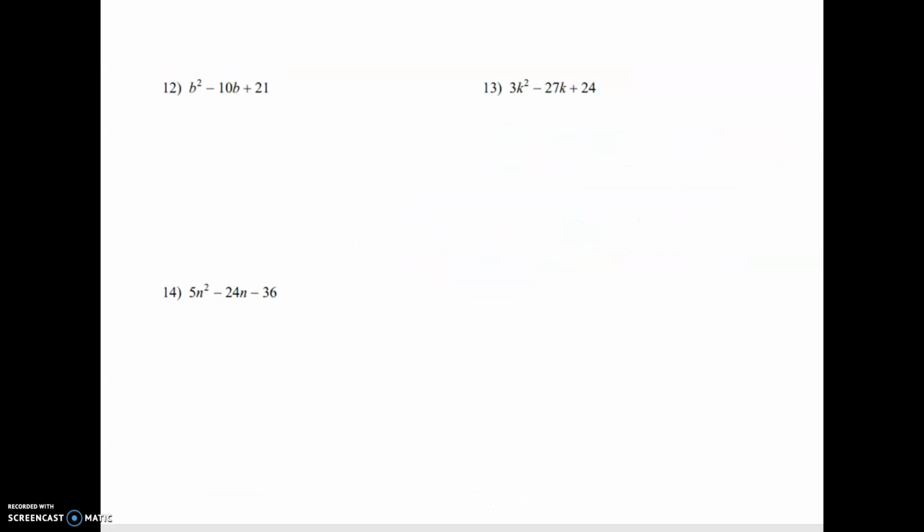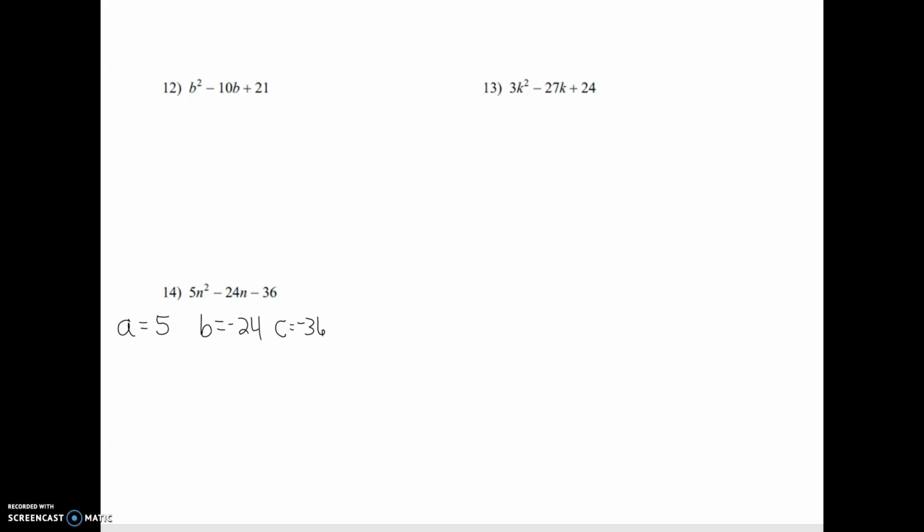Okay, the last problem I'm going to go over is number 14. That's where we're going to bust the b. So remember, if we start busting the b, we need to first identify the a value, which is number 5, the b value, which is negative 24, and then the c value, which is negative 36.